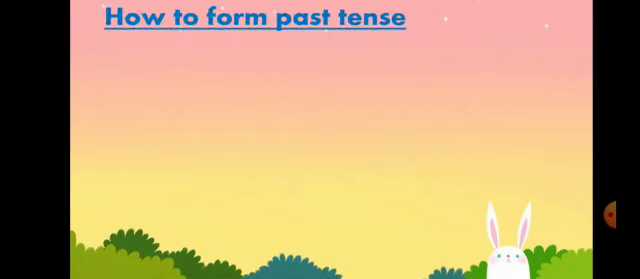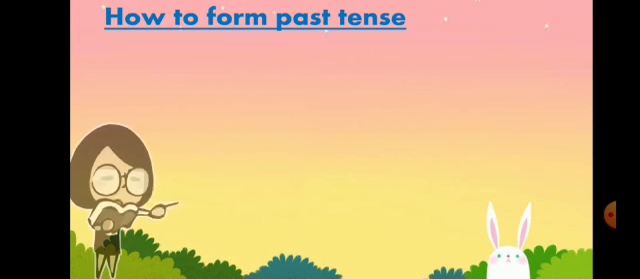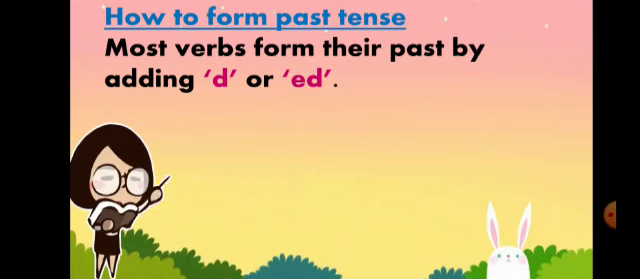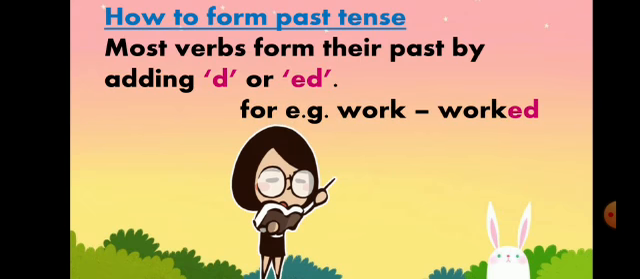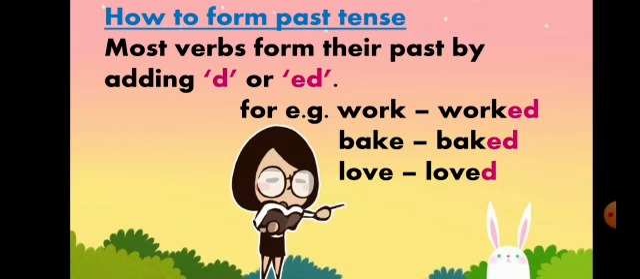How to form past tense? Now let me tell you about how to form past tense. Most verbs form their past by adding d or ed. For example, work becomes worked, bake becomes baked, love becomes loved.